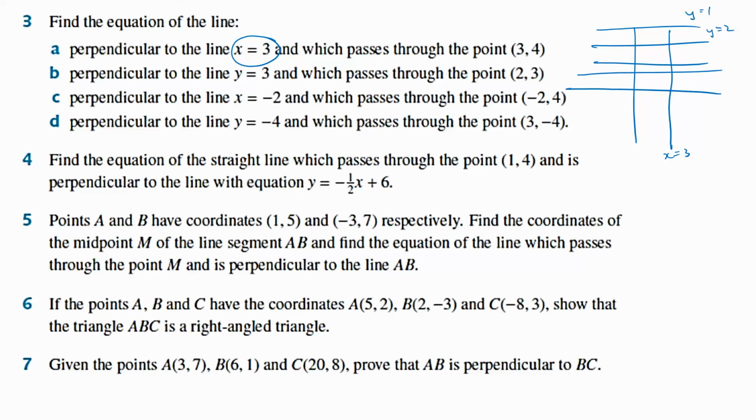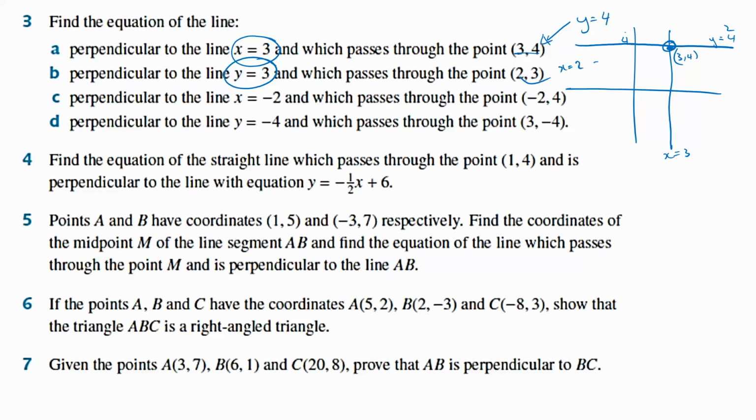But you want it to pass through 3, 4. So if it passes through 3, 4, which is over here, the only way for it to be perpendicular is if the second line was y equals 4. That's the only horizontal line that crosses 3, 4. So that's the answer for this one: the answer has to be y equals 4. And vice versa. If the line is y equals 3, it's a horizontal line, you need it to be vertical, and it needs to pass through this point. So that means x has to be 2. x equals 2.